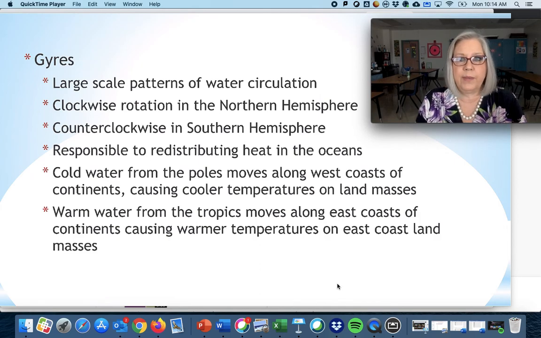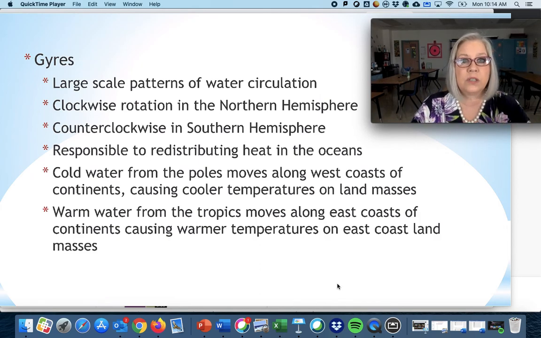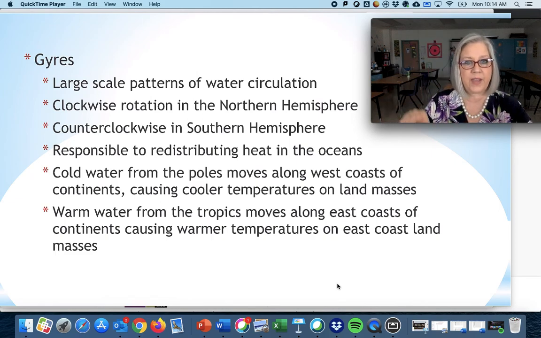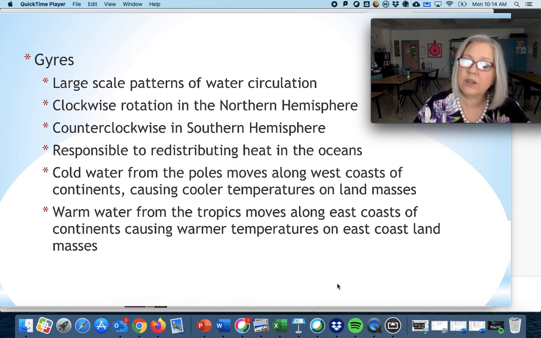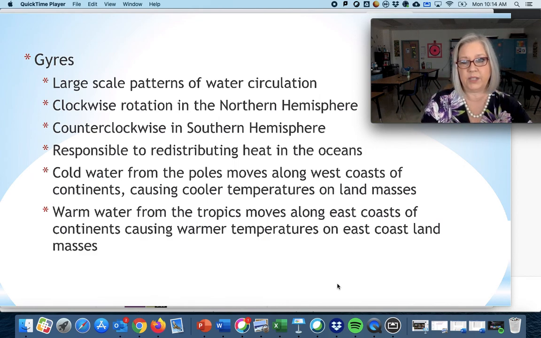Okay, so the first term is called gyres. I never can remember how it's pronounced. But these are large-scale water circulation. These two things are really important. It moves in a clockwise rotation in the northern hemisphere, so around to the left, just think about the hands of the clock as they move around. It moves counterclockwise in the southern hemisphere.